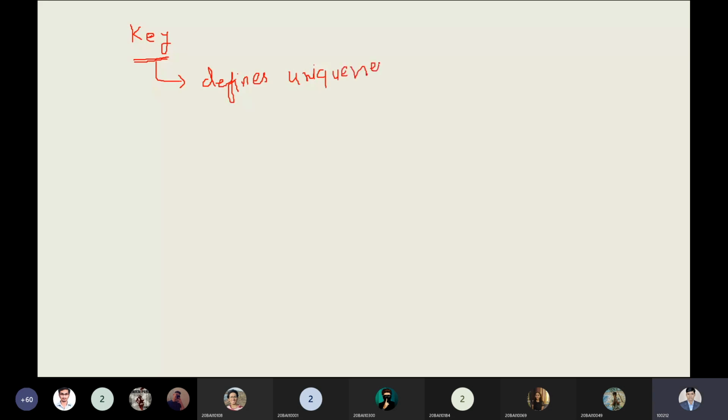Uniqueness in the record. If my record must be unique, what is the attribute I must take as a key attribute? If I'm talking about the student roll number, that would be unique, because in any university or college, a student name can be duplicated, but a student roll number cannot be at any cost. That is the point.